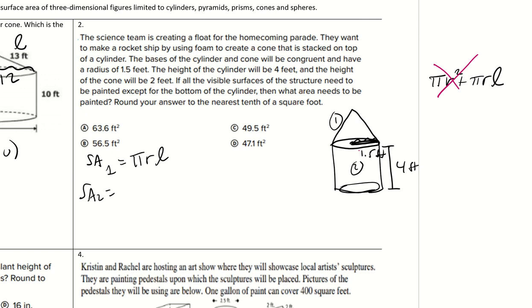For surface area 2, normally the surface area of a cylinder is 2 pi r squared plus 2 pi r h. However, we're not painting the bottom, and we're certainly not painting the top because that is meshed to the cone. So we're going to ignore this part of the equation, and we're just going to do the 2 pi r h.